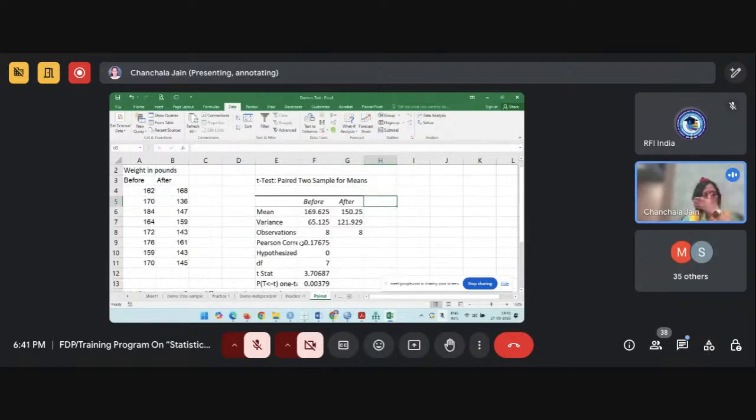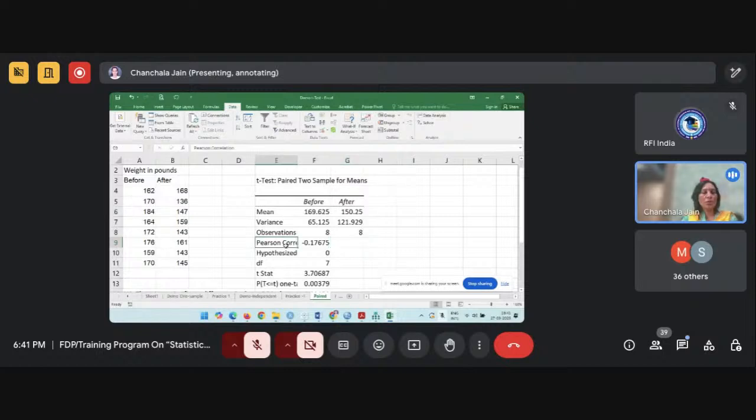In the paired two sample t-test output, you can find we initially have descriptive statistics. The mean weight before opting for the diet plan was 169.625. After opting, it is 150.25. The variance in the weight was 65.125 and presently it is 121.929. Total observations are 8 and 8.